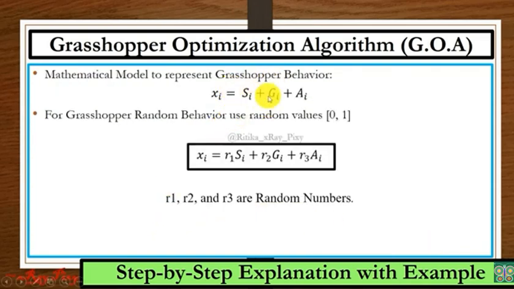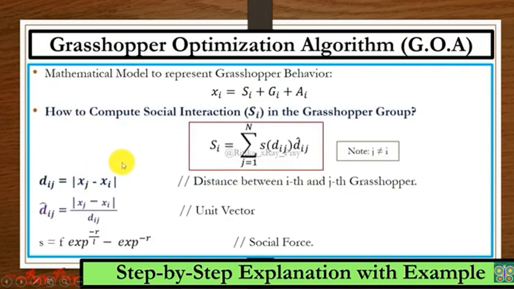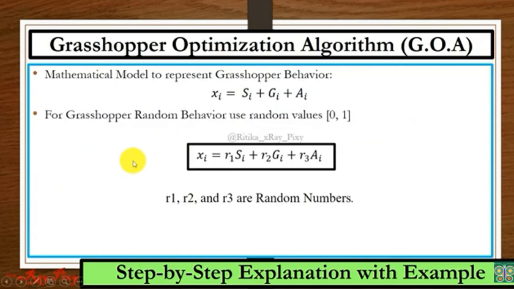As you can see, this is the mathematical model for the grasshopper behavior. Grasshoppers can jump and they can make sudden moves. So for this behavior, we use random values. For the grasshopper random behavior, we use random values in the range 0 and 1. So here R1, R2, R3 are the normally distributed random values that are used for the grasshopper random behavior. In nature, they can easily make sudden jumps or moves, but in this algorithm, we will use random values for the random movement.